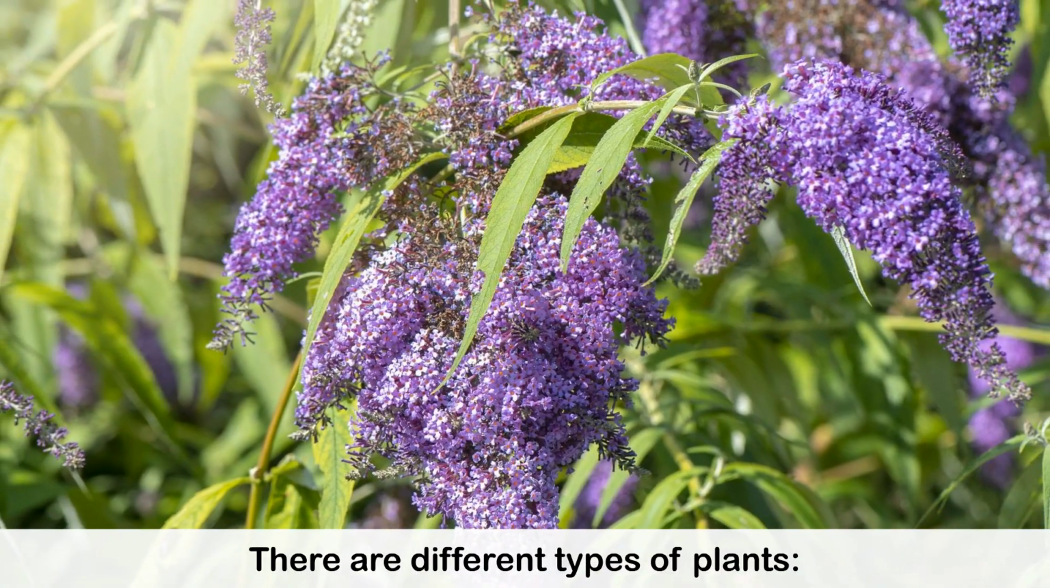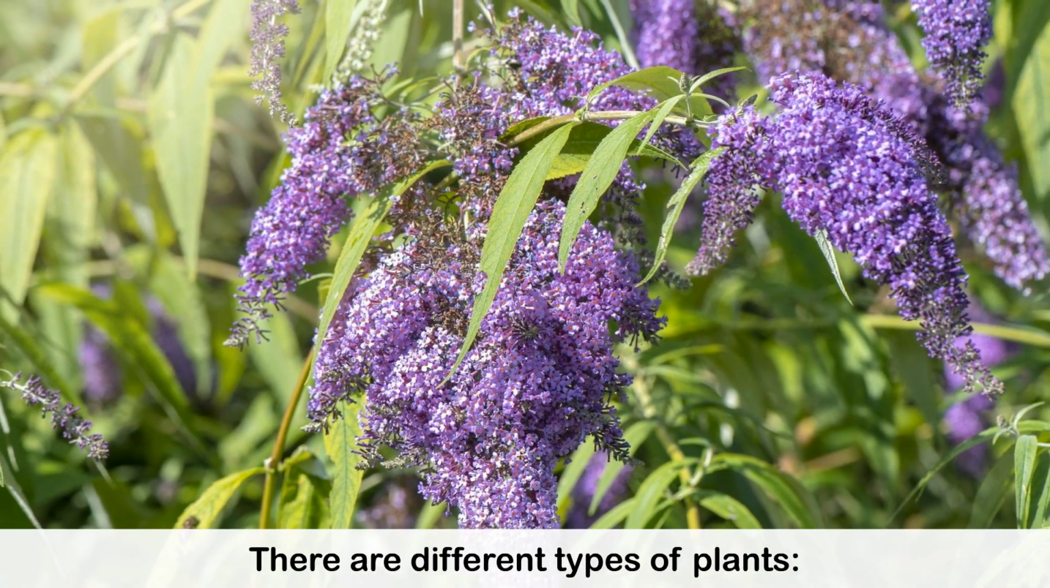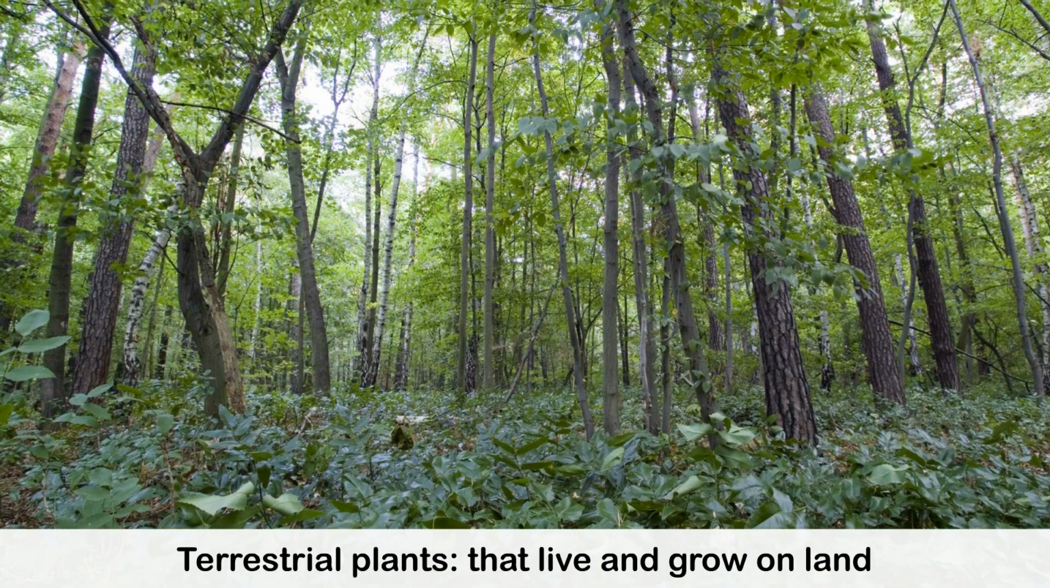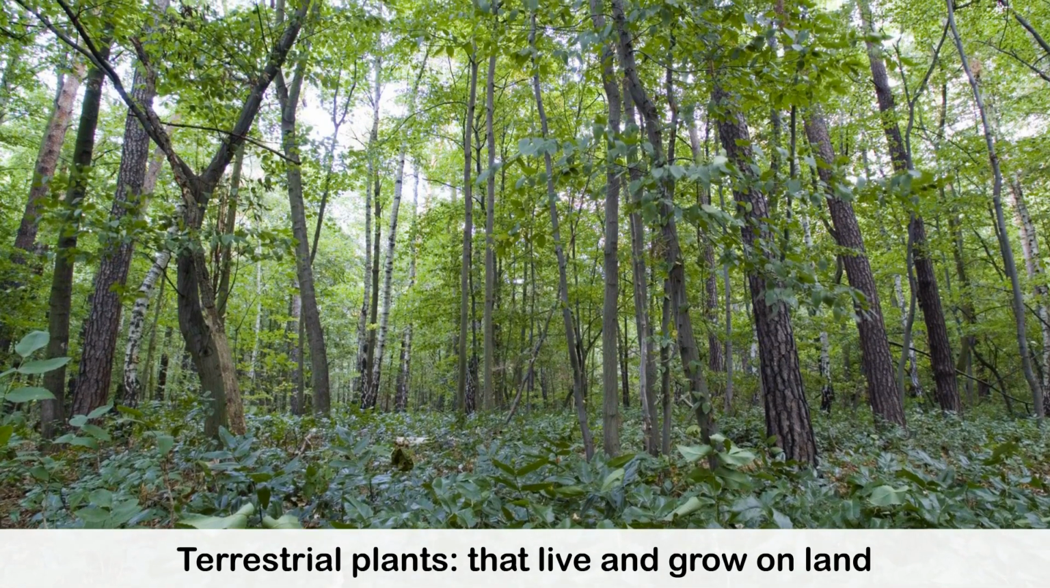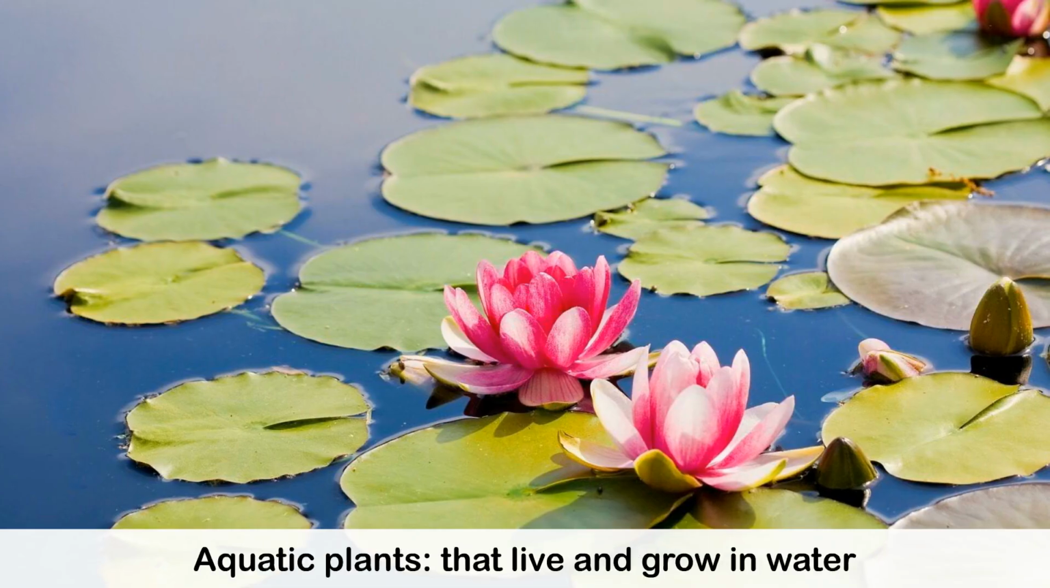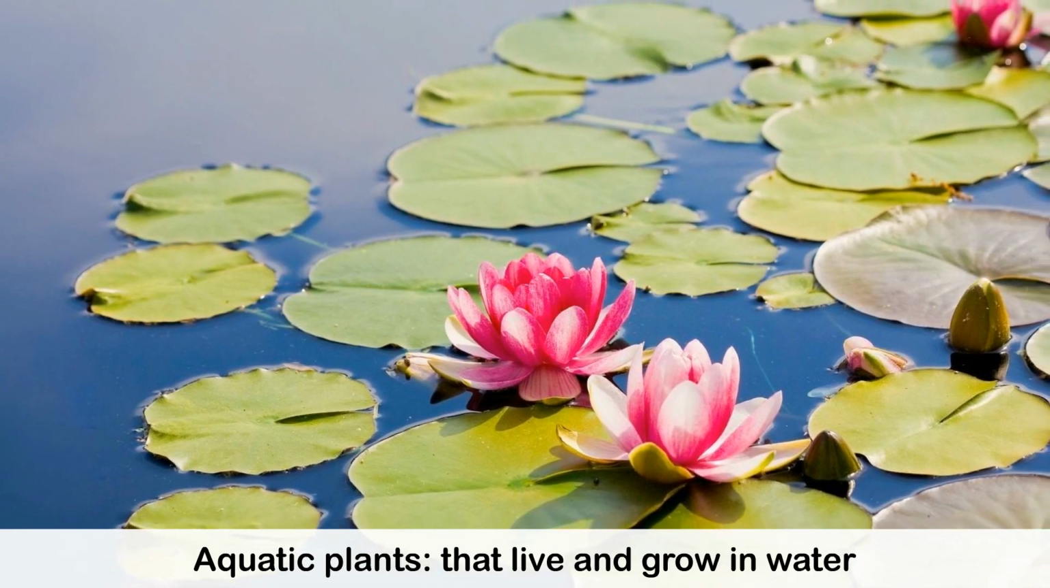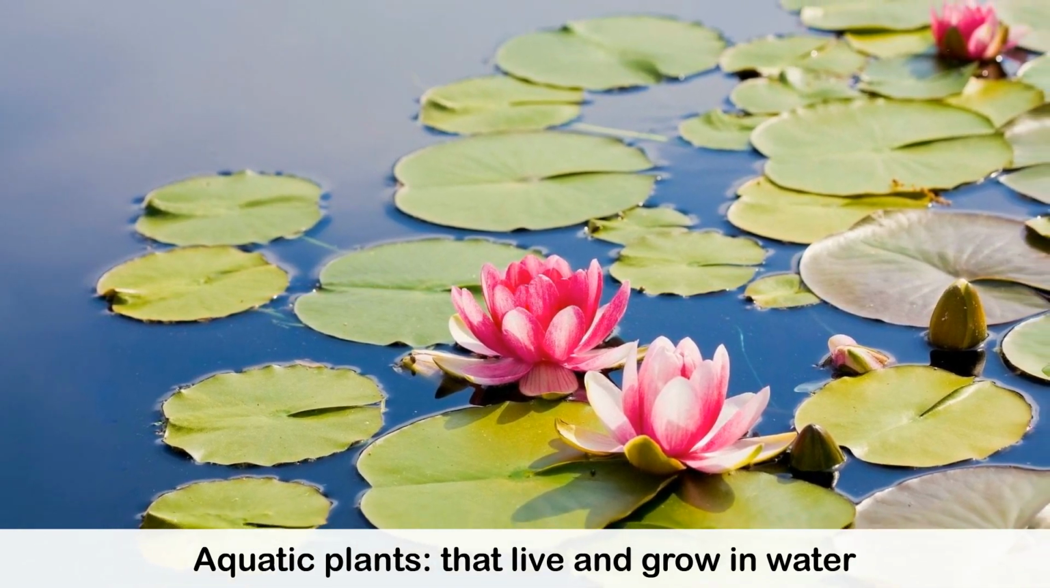There are different types of plants. Terrestrial plants live and grow on land. Aquatic plants live and grow in water.